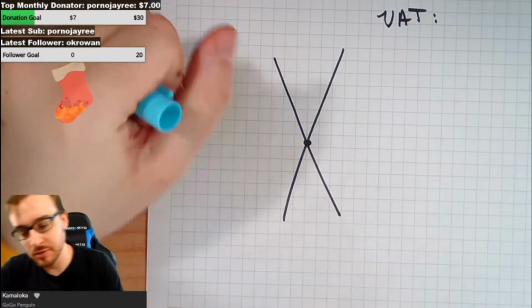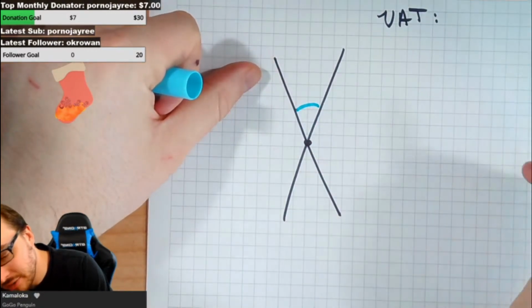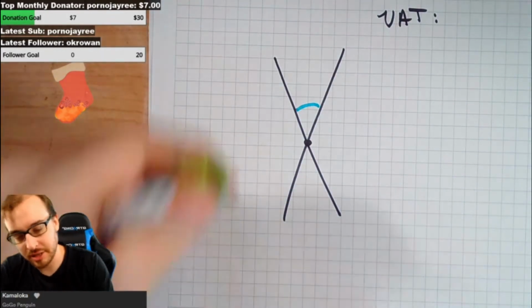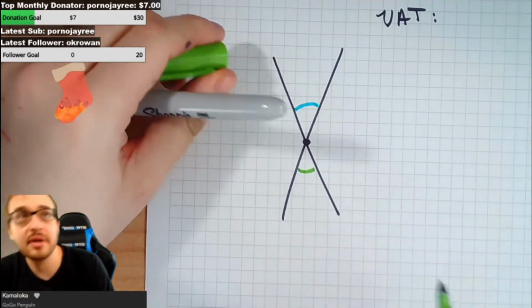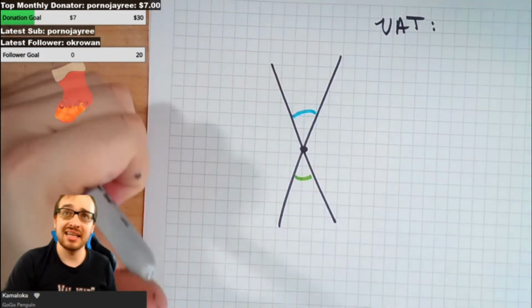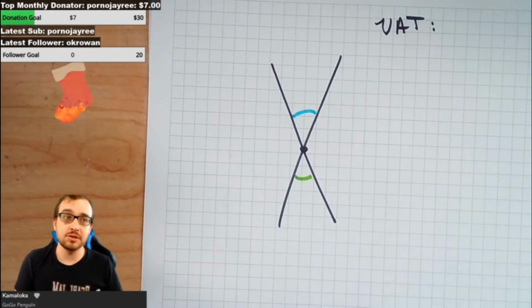So our job is to prove, essentially, that this top angle, this blue angle, is going to be congruent to this green angle right here. This bottom angle. Now, we can't just go with this much information and get that done, because that's going to be the actual theorem.